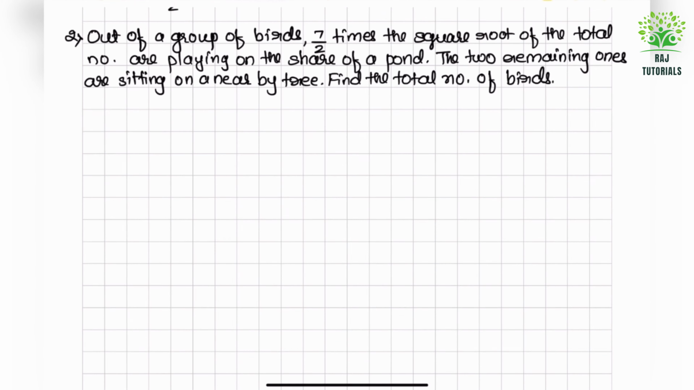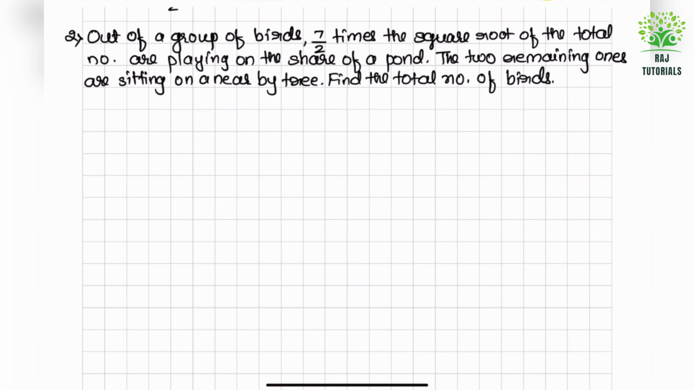Out of a group of birds, 7 upon 2 times the square root of the total number are playing on the shore of a pond. The 2 remaining ones are sitting on a nearby tree. Find the total number of birds.